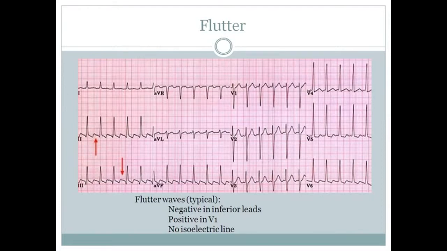The other thing is the rate. Flutter waves are usually 300 beats per minute. If it's conducting 2-to-1, it's going to conduct at 100 beats per minute, plus or minus a little bit. But if you have something at 150, 140 beats per minute, and it looks like this, and you don't have an isoelectric line, it might be flutter.